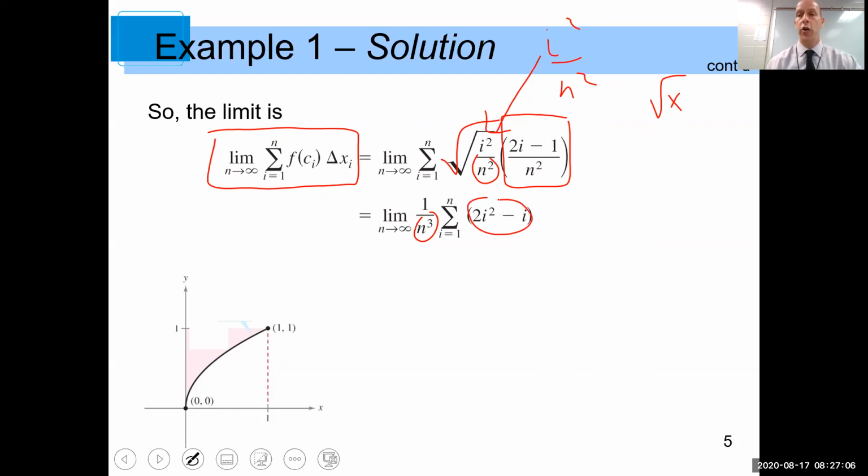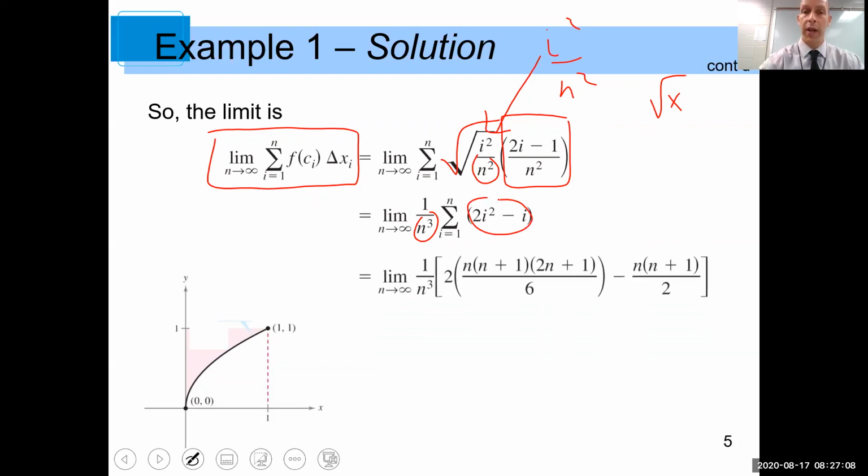Now we've got to use our rules. We want to get rid of the sum of i squared and the sum of i. The rule for the sum of i is n times n plus 1 over 2. That was one of those formulas we used last year. And the sum of i squared is n times the quantity n plus 1 times the quantity 2n plus 1, over 6. Now we're just going to do some algebra to figure out what this limit is.